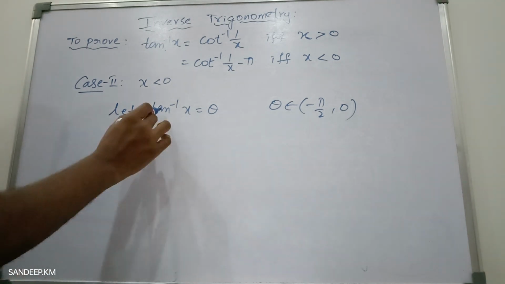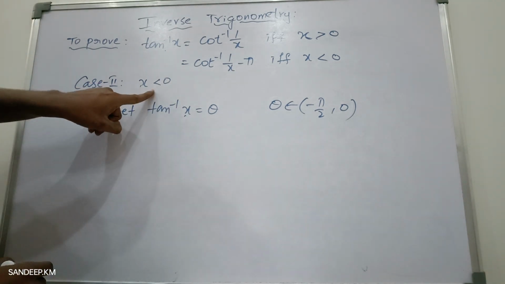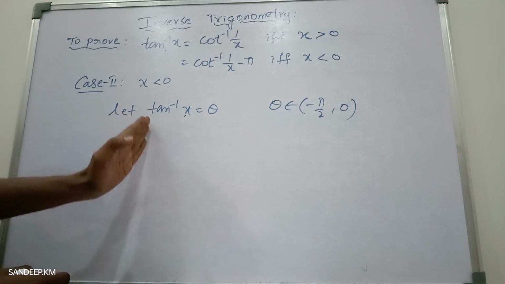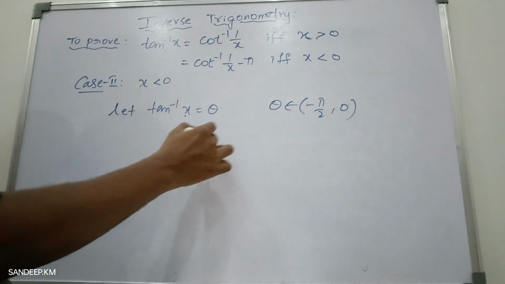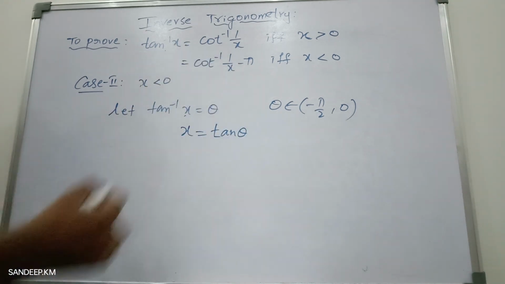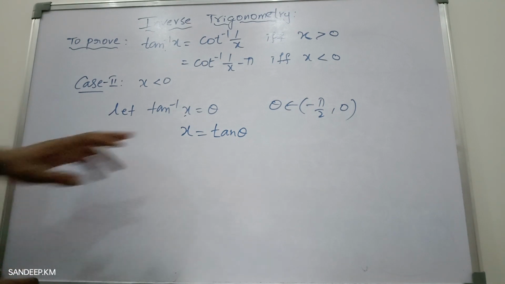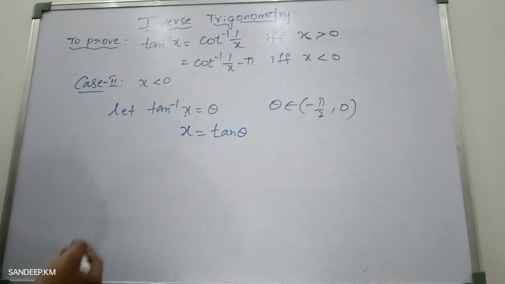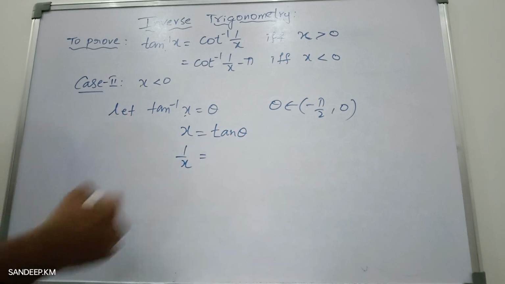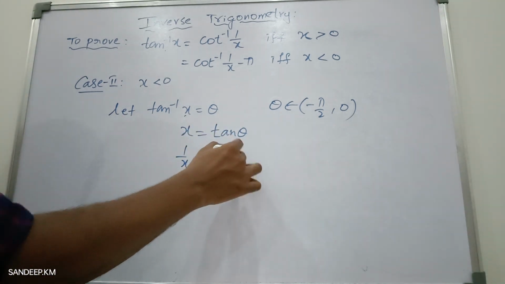Now x is in the domain of the tan inverse function. Therefore tan inverse will go to the right side. x is equal to tan theta. But I want cot, right? So let us take the reciprocal on both sides. x becomes 1 by x and tan theta becomes cot theta.